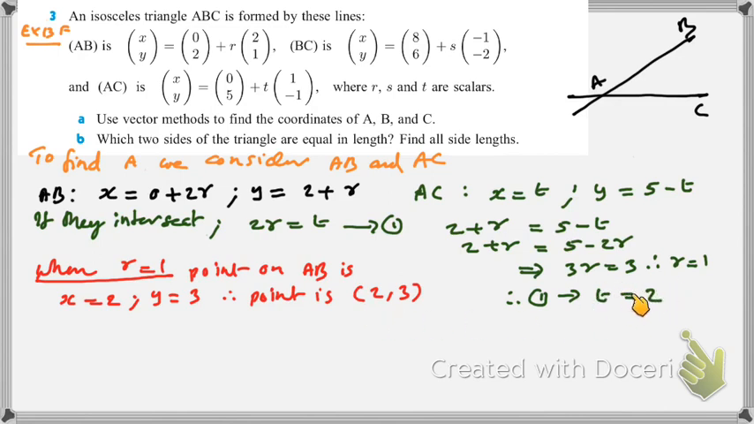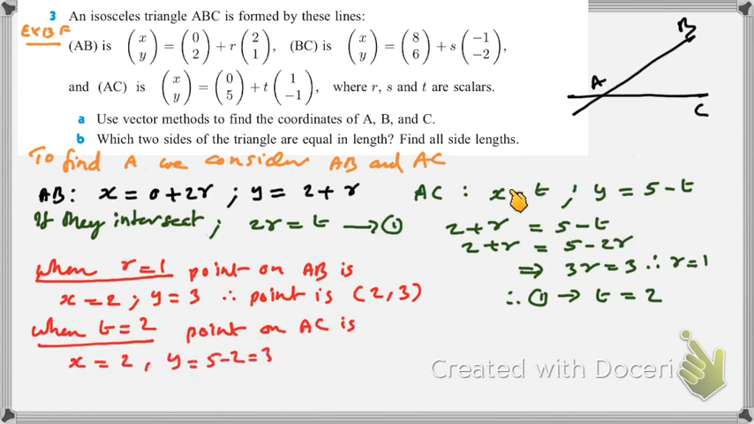Now I have the value t is equal to 2. This value of t is equal to 2, I'll put back into AC, the second line. So when t is equal to 2, what's the corresponding point from AC? AC says x is equal to t, but t is 2, so x is equal to 2, and y is equal to 5 minus t, that is 5 minus 2, which is 3. So x is 2 and y is 3. Therefore, the point on AC corresponding to t equal to 2 is (2, 3).